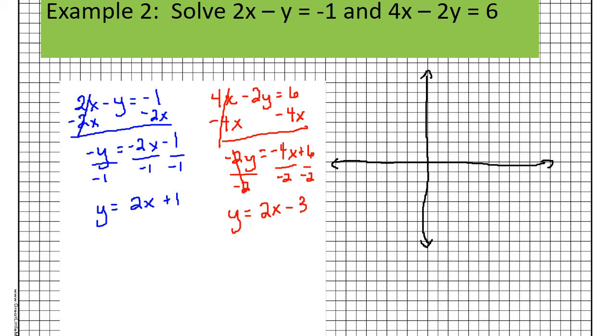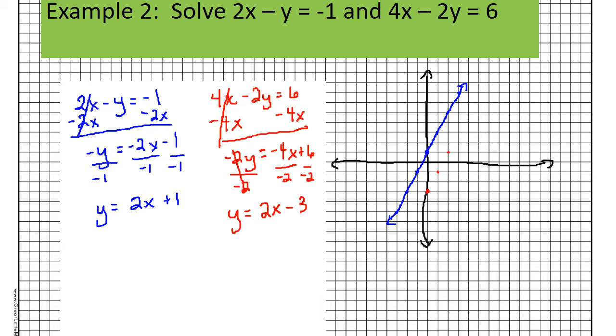Okay, so our y-intercept on the first one is a positive 1. Our slope is 2, or we could say 2 over 1, so we go up 2 over 1. And the opposite of that is down 2 and to the left 1. And you go ahead and connect those points. The next one, our y-intercept is negative 3, so we start on the y-axis at negative 3. And once again, our slope is up 2 over 1.